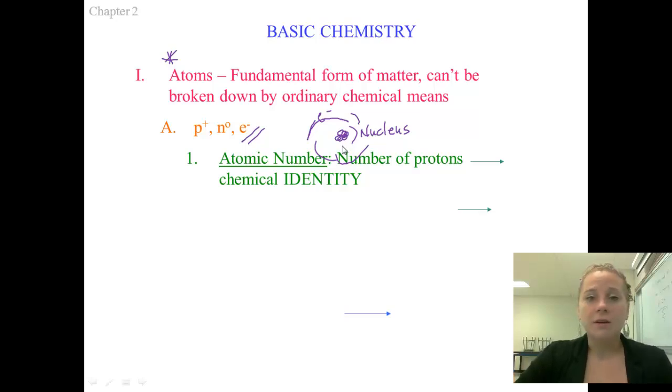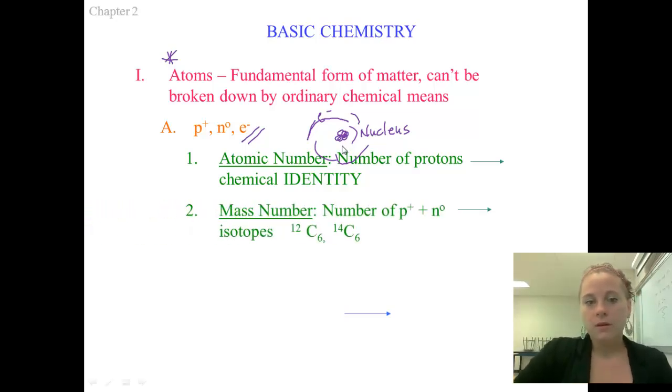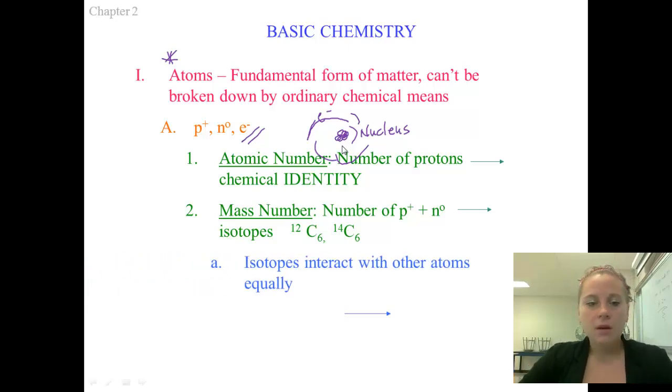Hydrogen has an atomic number of 1. It's 1 proton. Helium 2, lithium 3, and on we go. The mass number is how heavy the atom is, what it's made of, what substance it has. That's your protons and your neutrons combined together, and so that gives it a particular weight. We're not going to spend a ton of time on that.